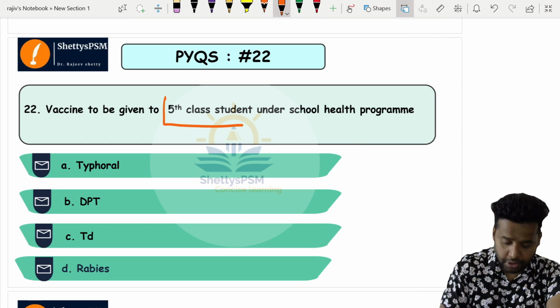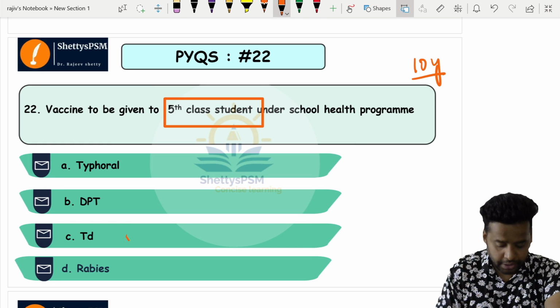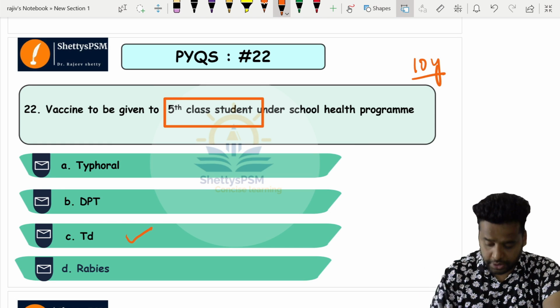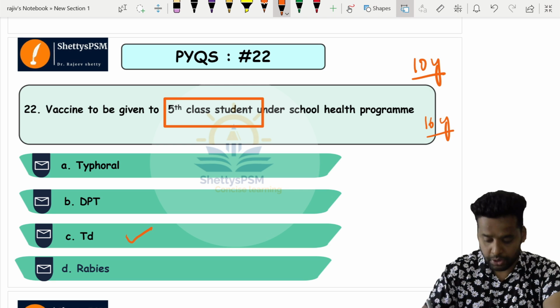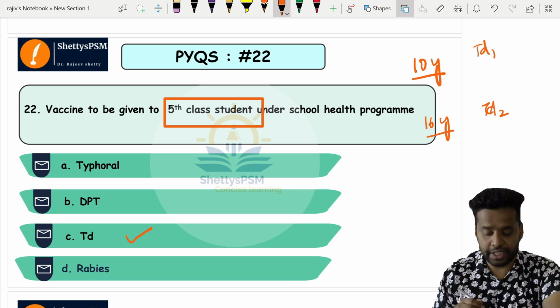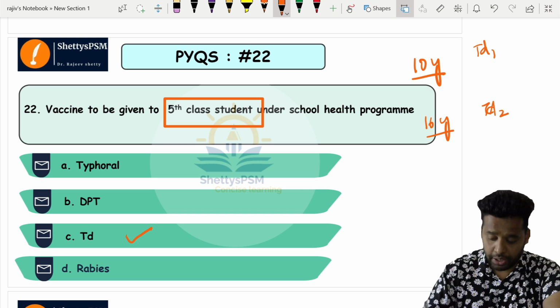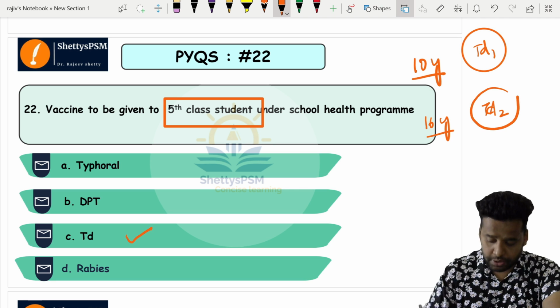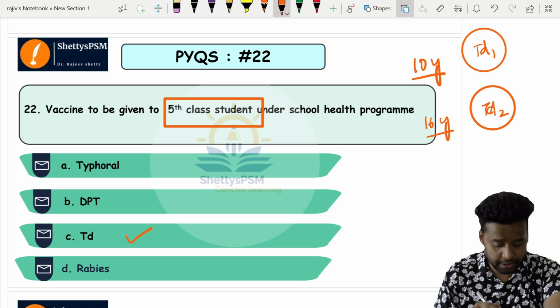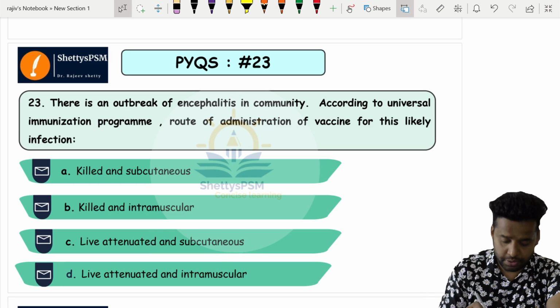Fifth class student means 10 years as per our country. At 10 years we are using TD1. At 16 years we are using TD2. TD1, TD2, two doses of TD, not TT. TT is not a part of national schedule. Now, adolescent age, first dose, second dose: 10 years, 16 years. Answer is fifth class student, 10-year TD first dose.